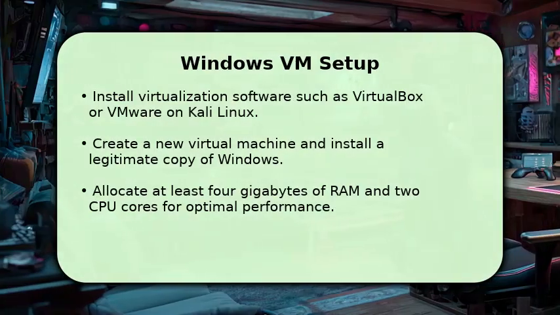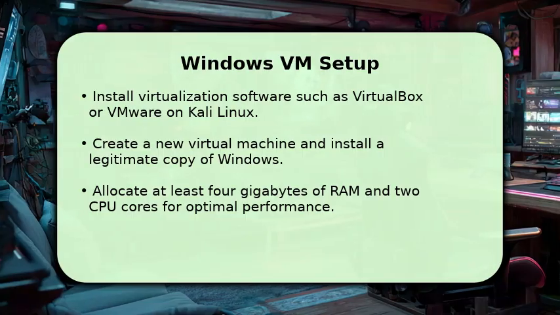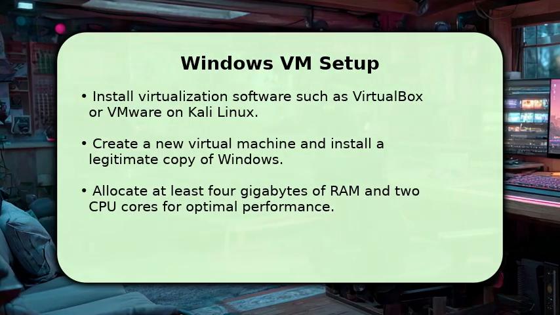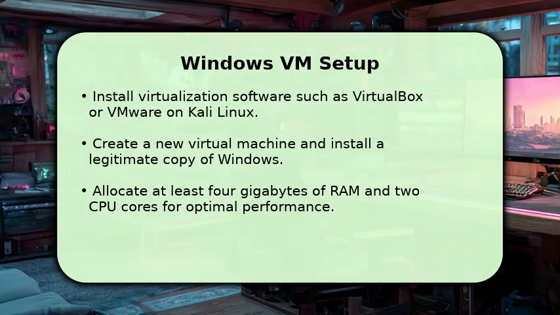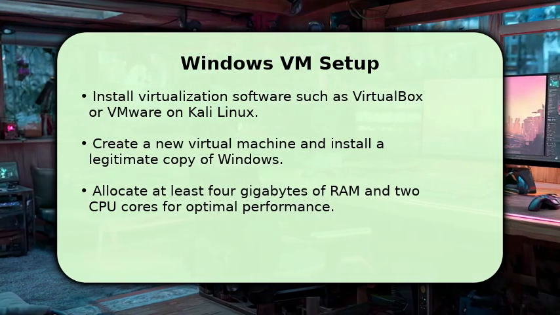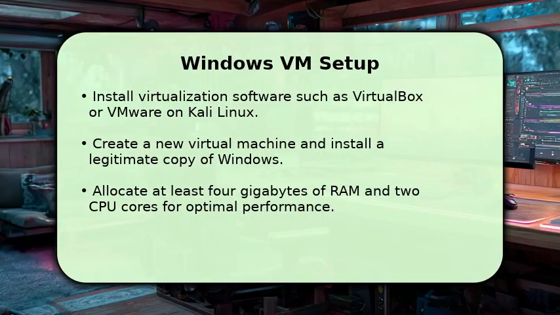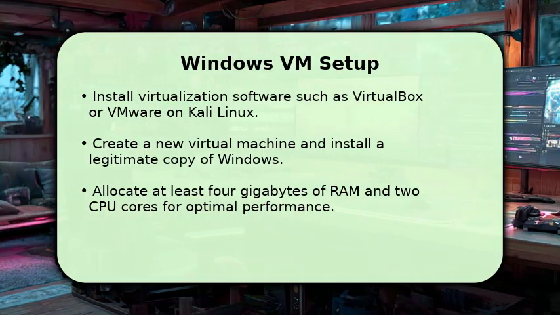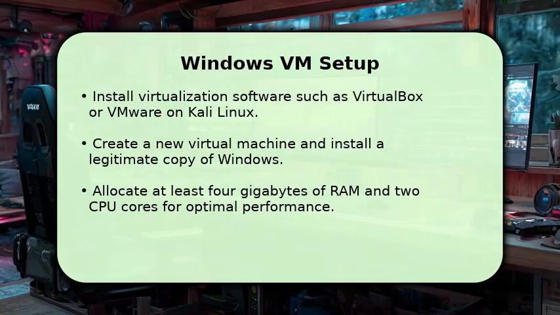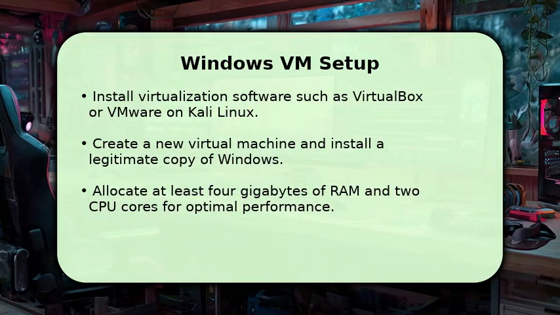To begin, you'll need virtualization software like VirtualBox or VMware. Install your chosen software on Kali Linux. Next, create a new virtual machine and install a legitimate copy of Windows. It's crucial to allocate sufficient resources for a smooth experience. Aim for at least 4 GB of RAM and 2 CPU cores.